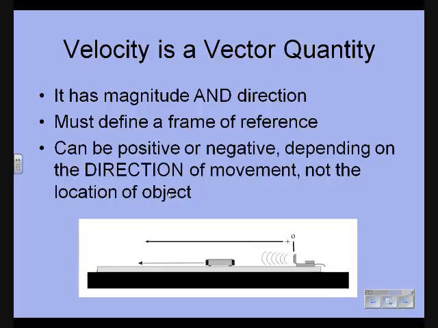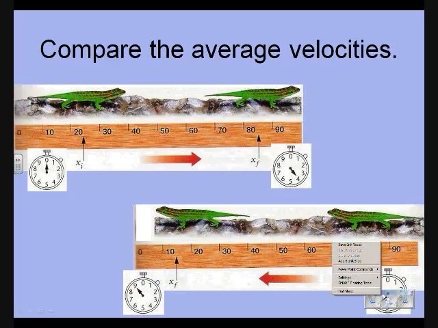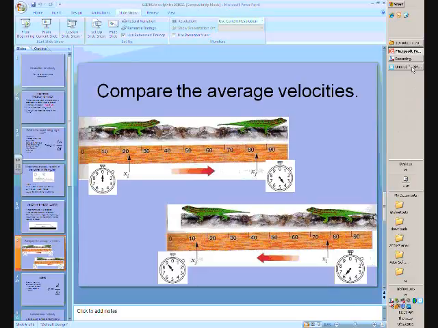Velocity can be positive or negative depending on the direction of the movement, not necessarily where the object is located. When you're talking about position, it's where it is relative to the reference point. So if you have a positive position, we're on one side of the reference point. If you have a negative position, you're on the other side. But velocity doesn't work that way. Velocity depends on which direction you're moving, not necessarily where you are. As an example to illustrate that, we have these two geckos. The same two geckos from before.